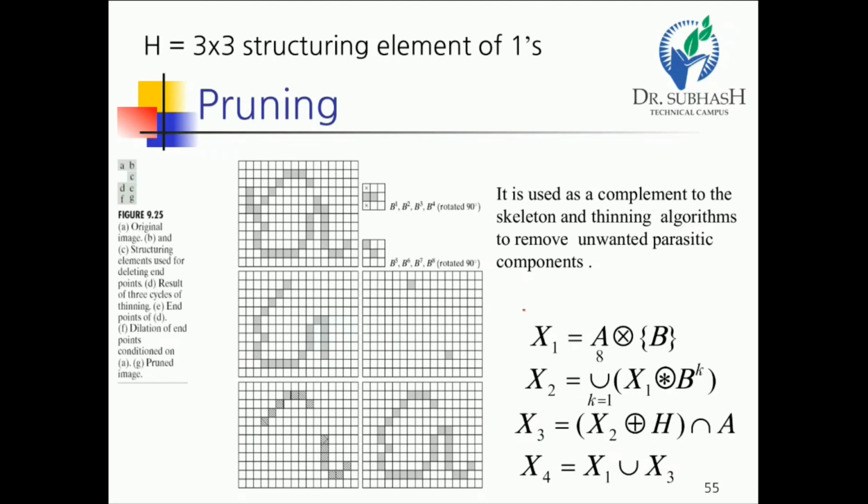Suppose that X1 is A erosion B, and similarly X2, X3, X4. So X4 can be represented as X1 union X3, and X3 can be represented as X2 dilation with H, intersected with A.